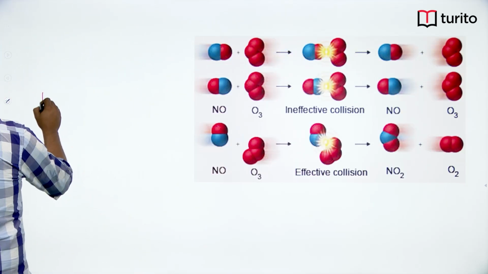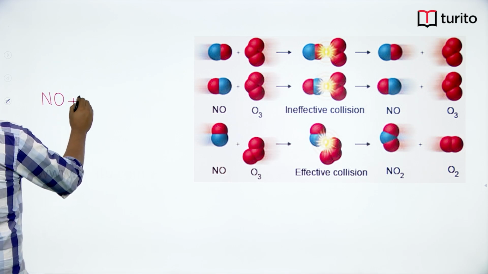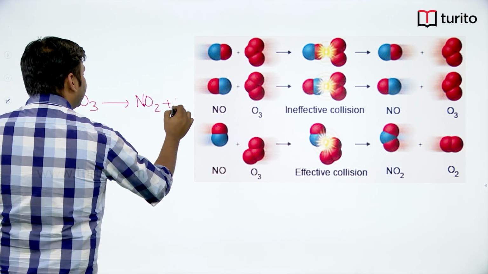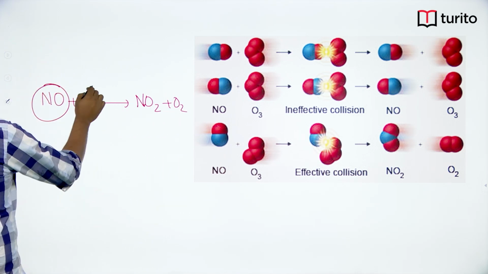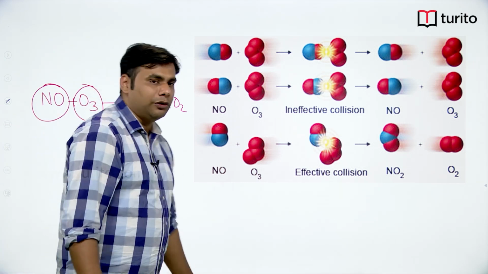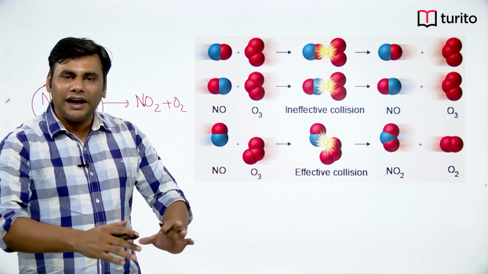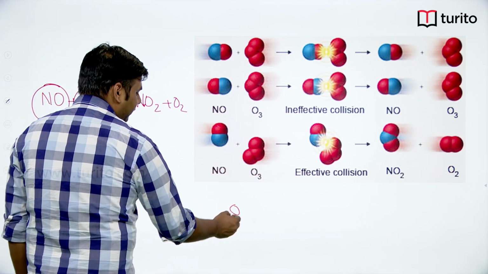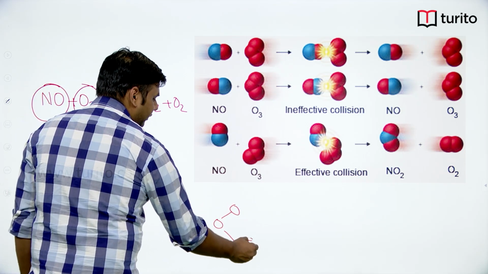Now suppose NO is reacting with ozone and forming NO2 plus O2. So what would happen? NO would go and collide with ozone and form NO2 and O2. Now there are many types of collision that are possible. We know that the structure of ozone is bent. So this is a bent structure.